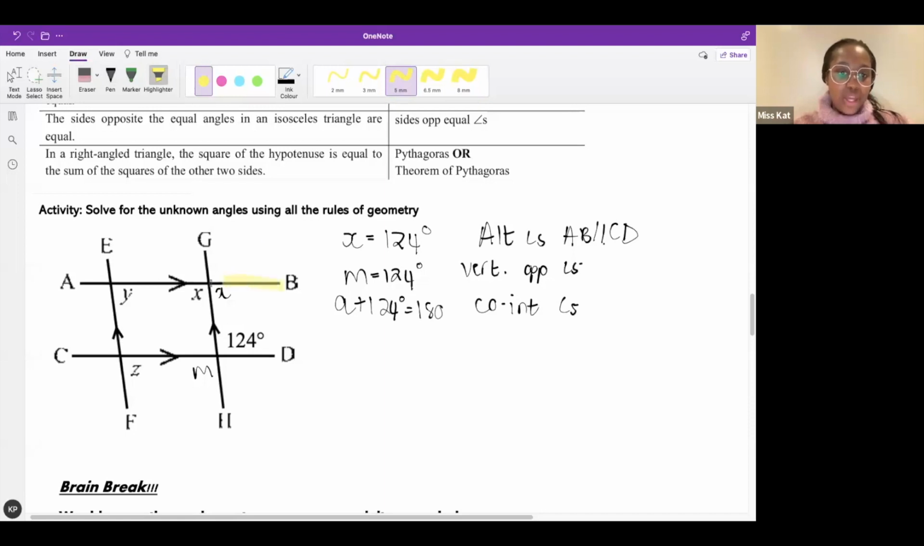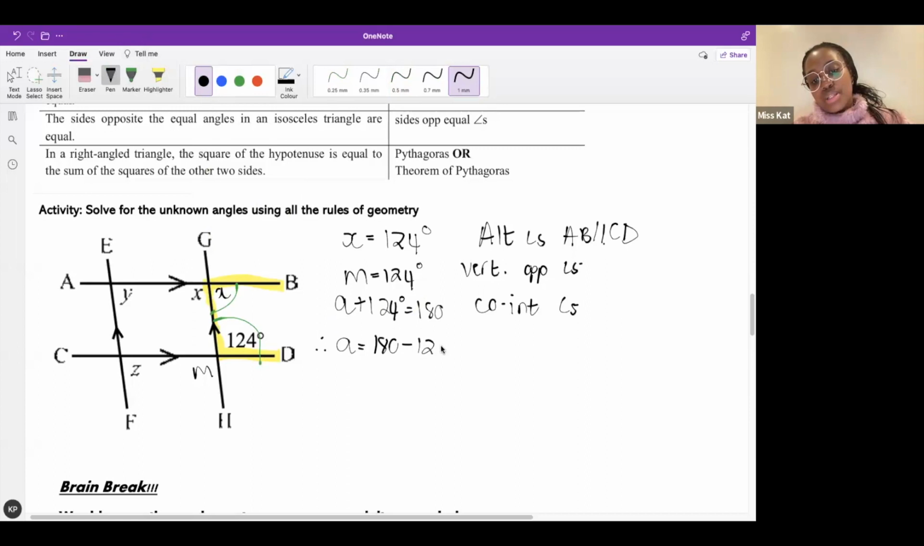The U is there. Okay, so there's the U. It's laying on its side. So that's why we said, remember we said co-interior angles add up to 180. Now, therefore, A is equal to 180 minus 124, which makes A 56, isn't it?